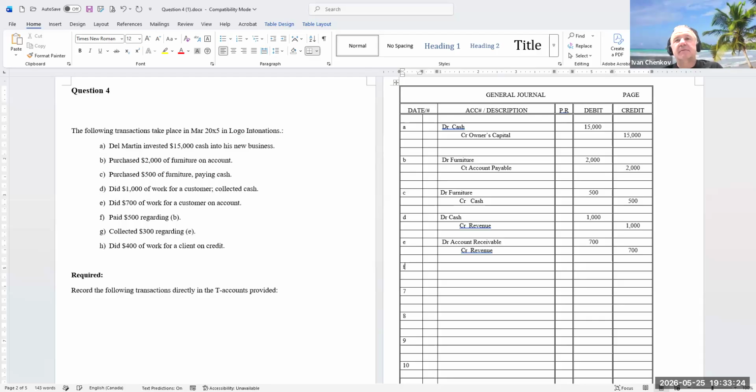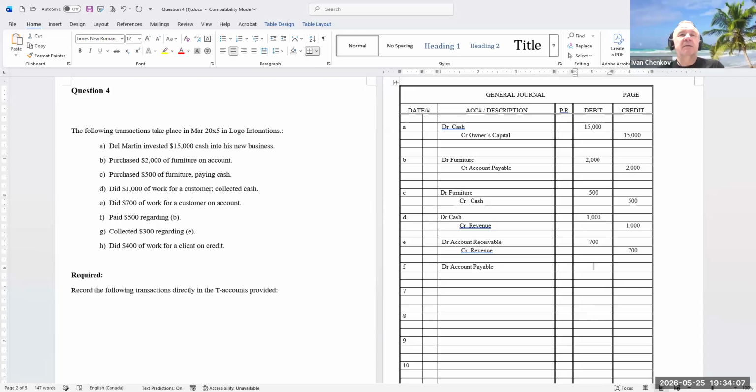Let's go with letter F. What's happened now with letter F? We paid for the furnitures that we didn't pay. So we have to debit something. We purchased the furnitures, we didn't pay, we create accounts payable. Now I want to decrease those accounts payable. How can I decrease the accounts payable? Debit. Accounts payable.